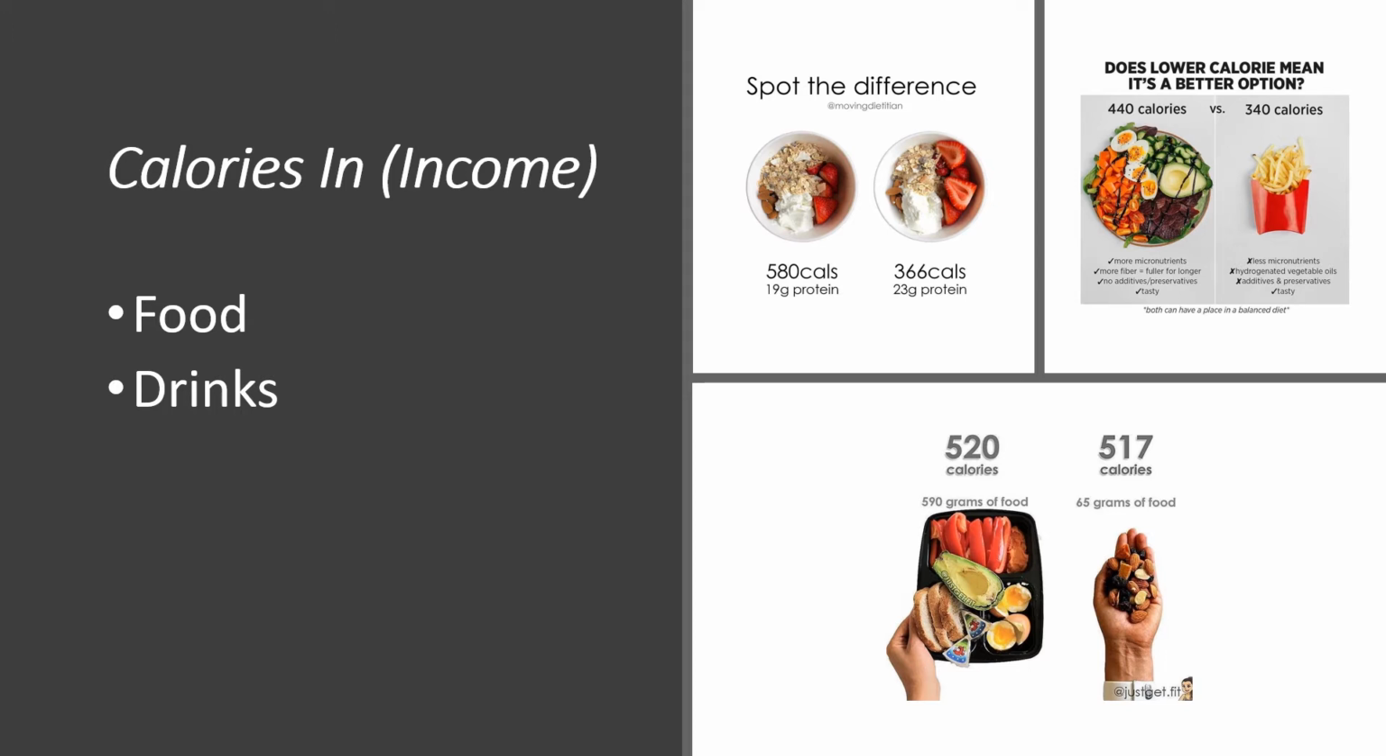This negative calorie balance. So I've got 3 examples that make a lot of sense to me. The first one looks like 2 very similar bowls of muesli with some strawberries and some Greek yogurt. One bowl is 580 calories and the other bowl is 366. So a difference of over 200 calories. So bear in mind, 3,500 calories is about a pound of fat. Okay, so a difference of 200 there.